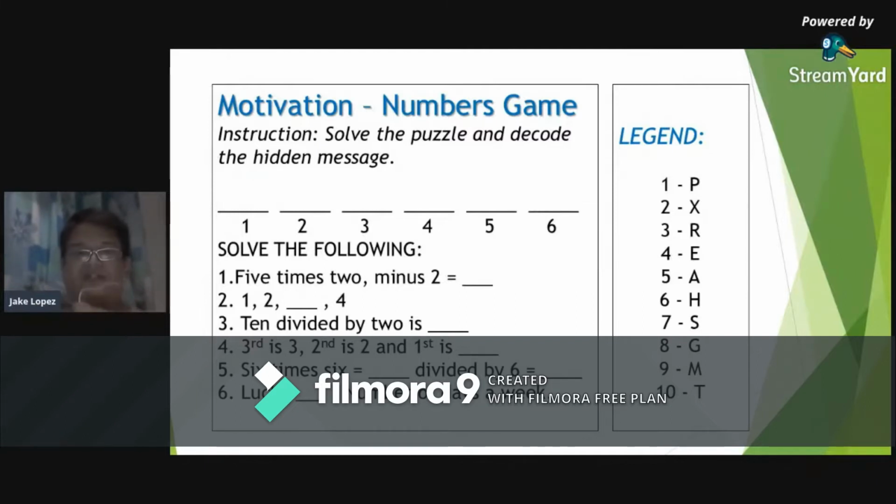So medyo nag-English tayo, no? Can you identify what is the blank here? This 1, 2, 3, 4, 5, and 6. So there's a hidden message. First is 5 times 2 minus 2. So what's the answer? So 5 times 2 is 10, minus 2 is 8. So it's G. Okay, and so on.